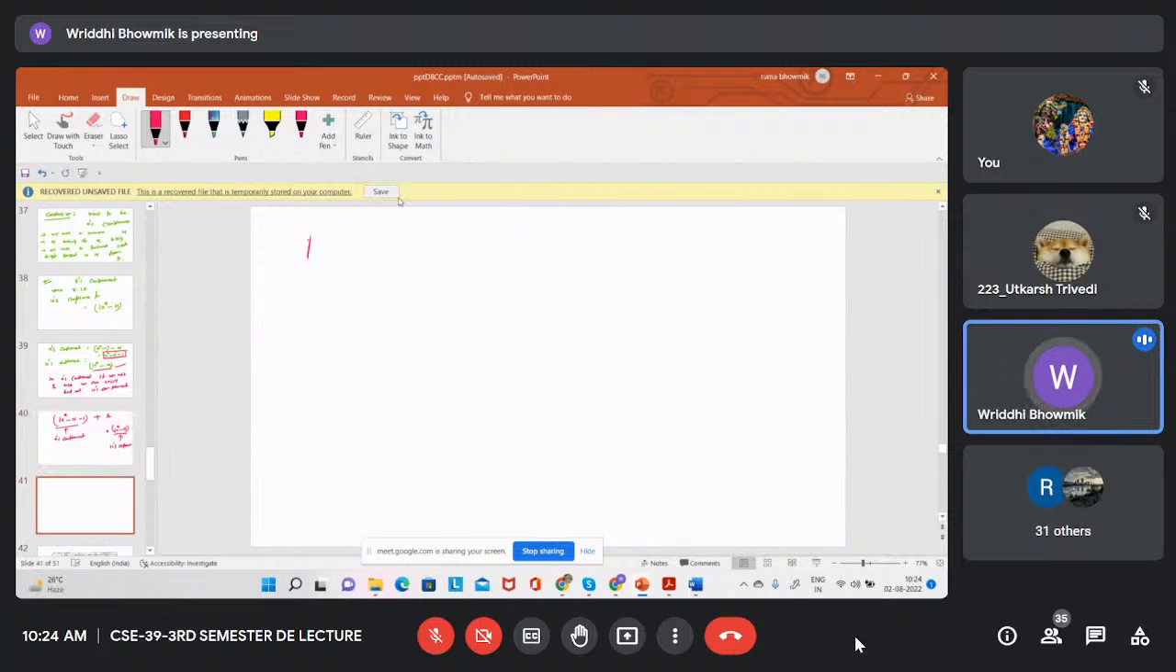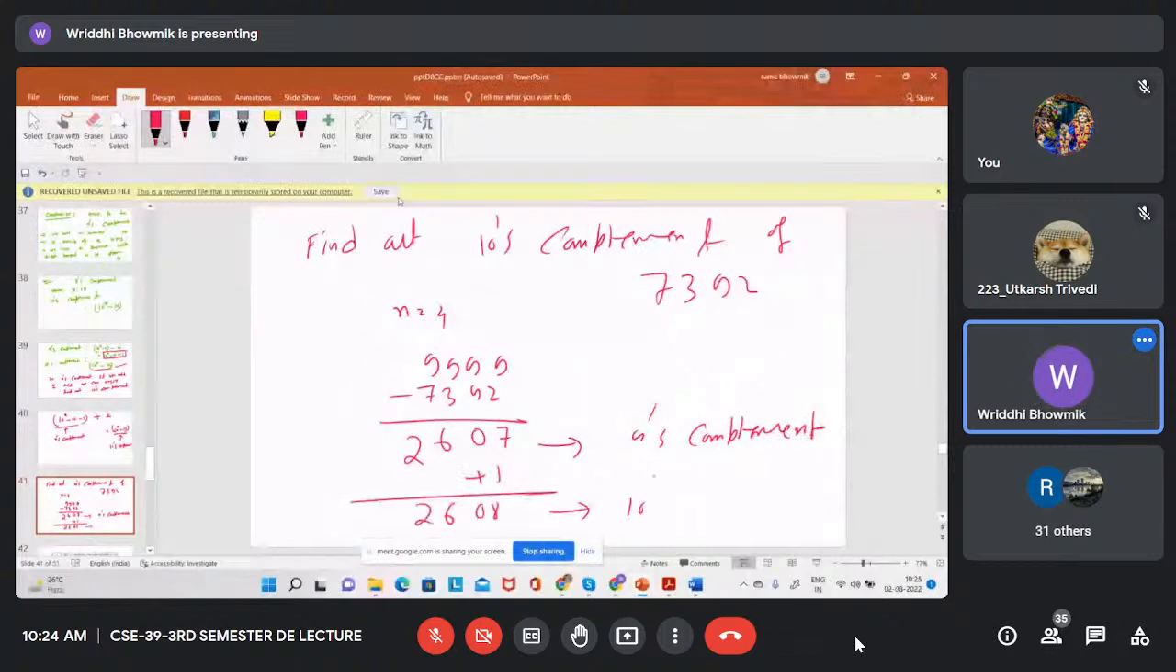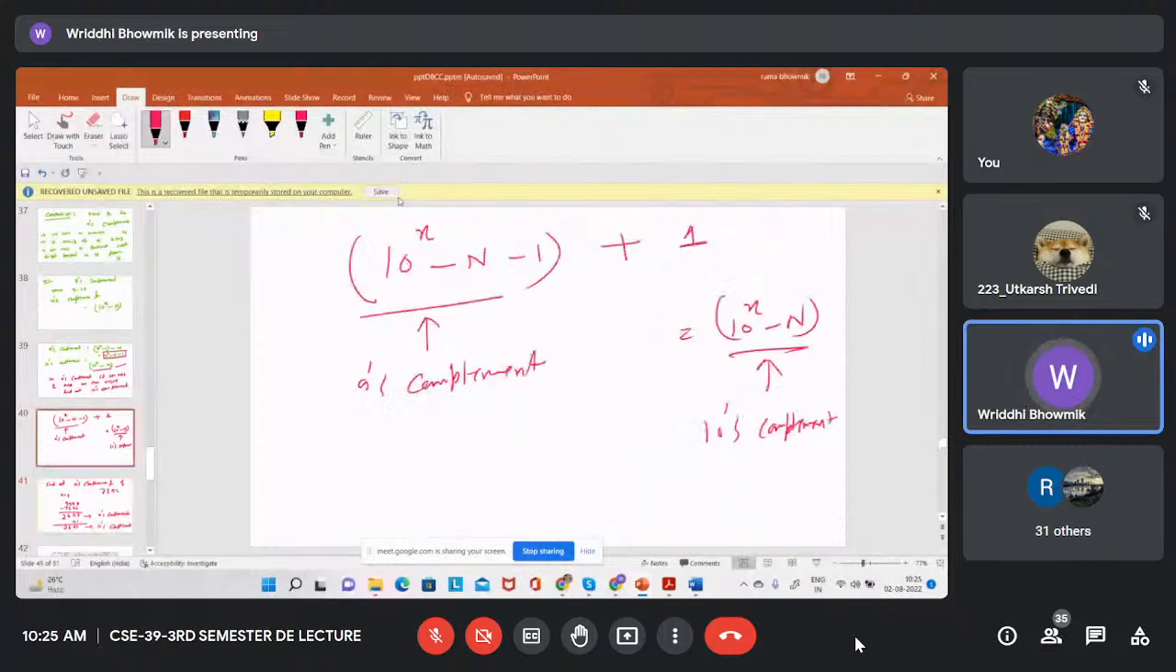So if someone asks you, find out the tens complement of 7392. You already know what is the nines complement. So you have to subtract each and every digit from 9. So here small n is equal to 4. So you will consider 4 nines and you subtract 7392. 2607. So this is the nines complement. Now you add 1, 2608. This gives you the tens complement, because already we have seen the difference between nines and tens complement. In the value, there is a difference of 1. Okay, if you add 1 to the 9's complement, you can easily get the 10's complement, right?